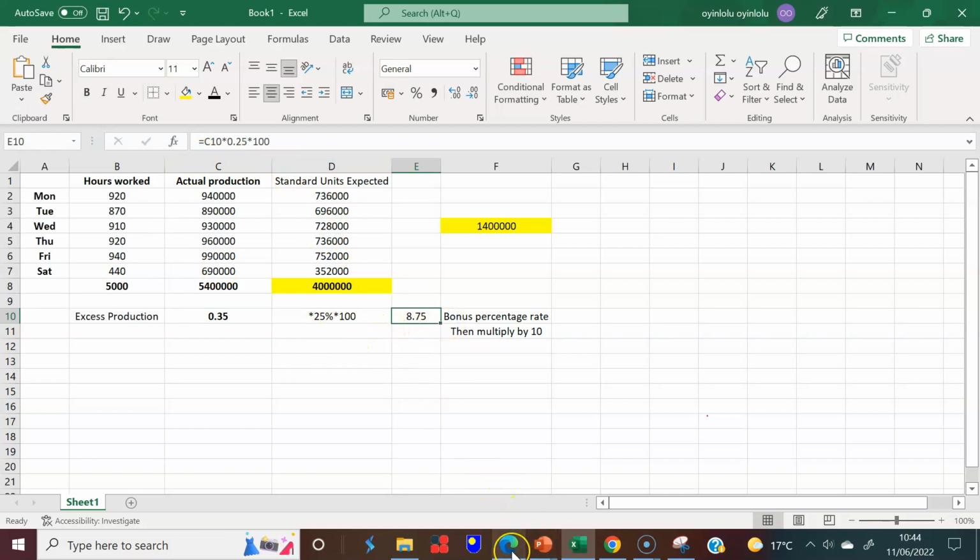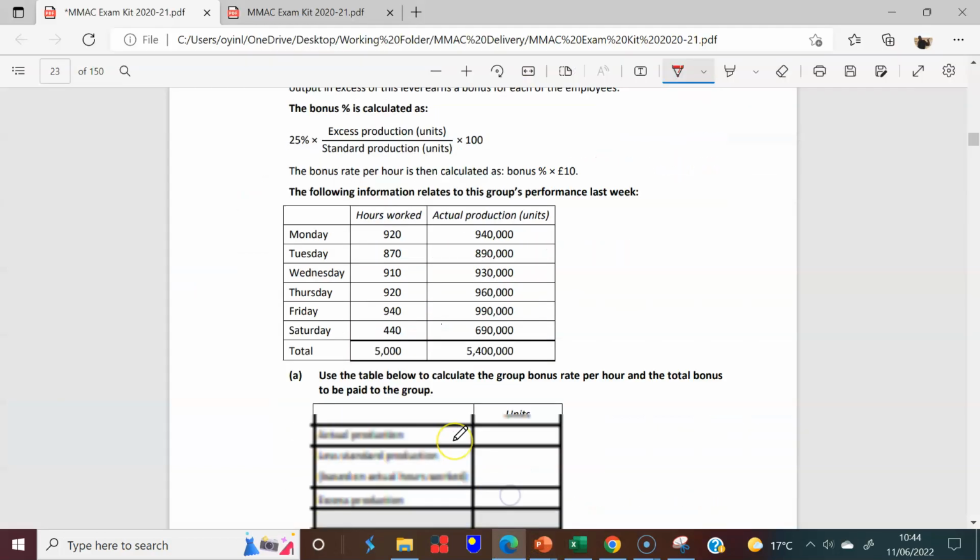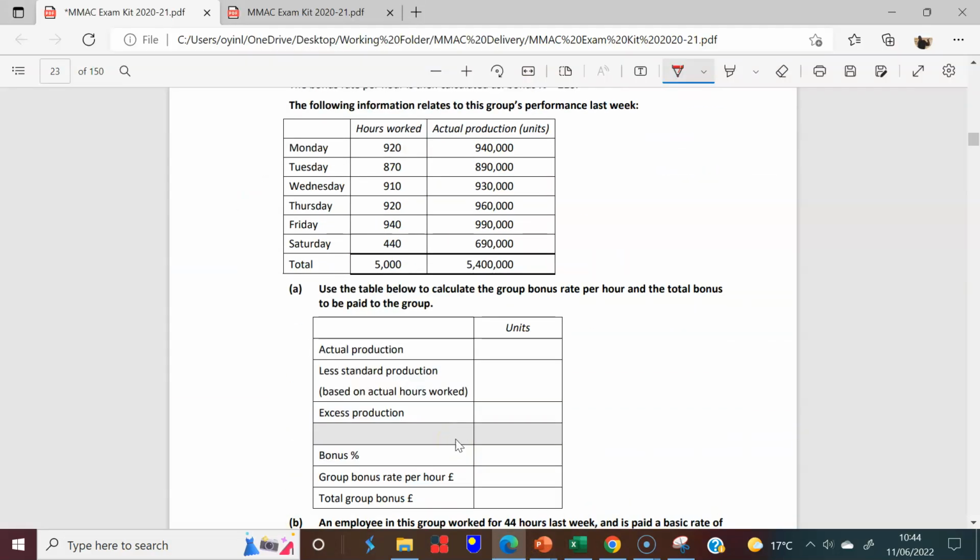So let's just go to the table, because they give us a table to do all of this in. So actual production is 5.4 million. Standard production is 4 million. Excess production, of course, is 1.4 million. The bonus is therefore the bonus percentage, which we've just worked out.